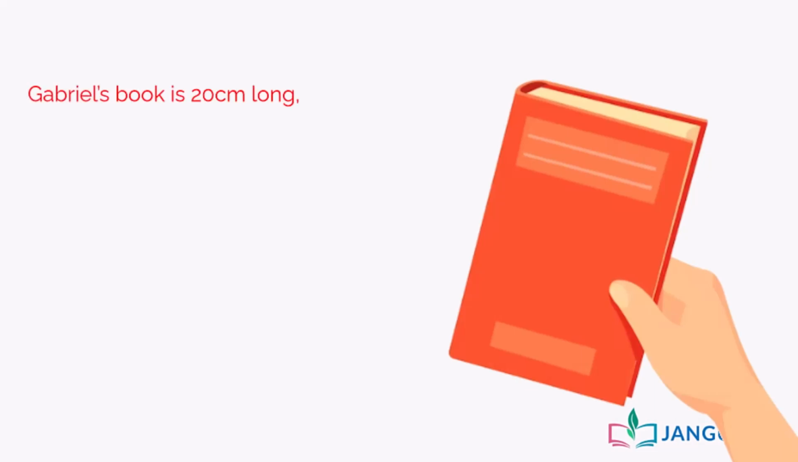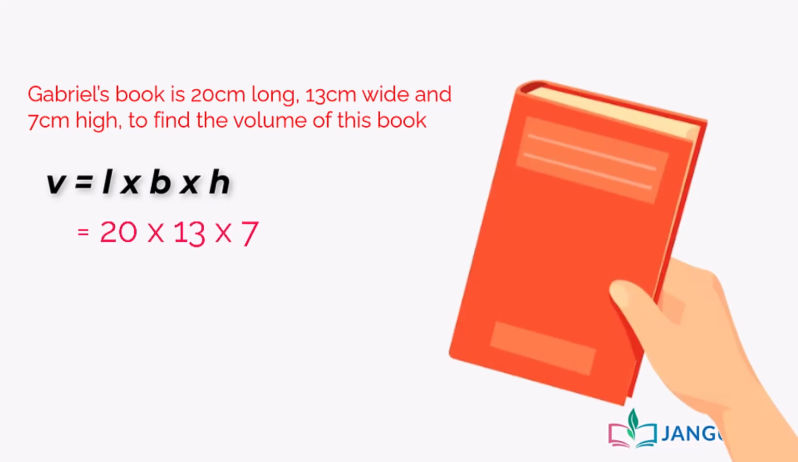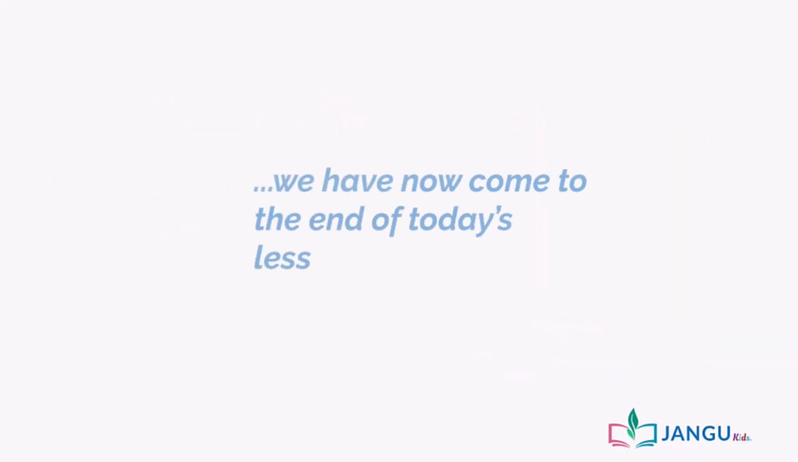Gabriel's book is 20 centimeters long, 13 centimeters wide, and 7 centimeters high. To find the volume of his book, we'll use the formula V is equal to L times B times H, which is 20 times 13 times 7. Our answer will be 1,820 centimeters cubed.